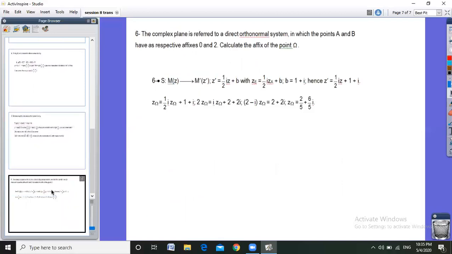Now part 6. The complex plane is referred to a direct orthogonal system in which the points A and B have affixes 0 and 2. Calculate the affix of omega.